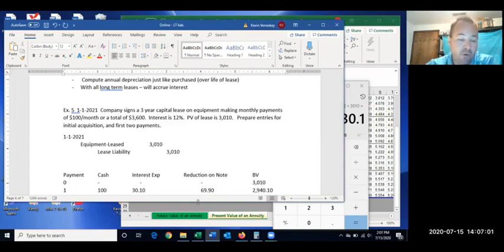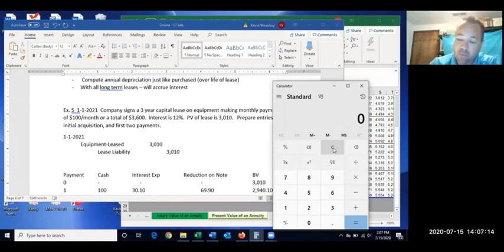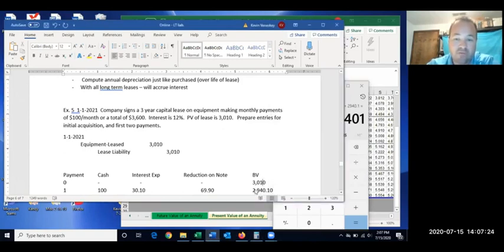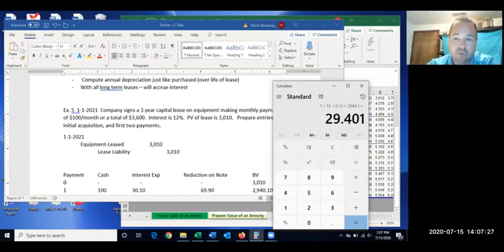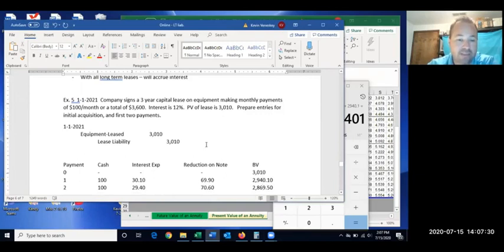Now let's go ahead and do it one more time, and then we'll do the journal entries. Let's figure out what payment 2 is. Payment 2, the cash is still going to be the same, 100, but the interest is going to be slightly less. Let's figure it up. We got 1 over 12 times 12% times $2,940.10, because that's our new value of the note. So my interest is now $29.40. That little extra goes to the note. A little bit over time starts adding up.